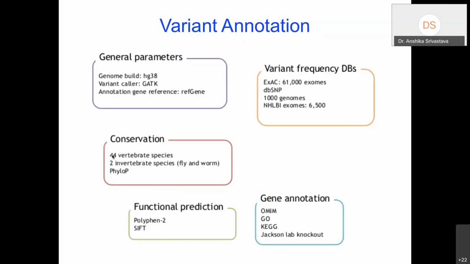Then for functional prediction of the protein, if you have a variation, you check whether this variation is actually damaging versus benign at the protein level. So you will do functional prediction, and then finally you will do the gene annotation. Gene annotation means whatever gene of interest you have identified through whole exome sequencing, you will put into OMIM, and you will see whether the gene has been published with those phenotypes or not, or it is a novel gene.